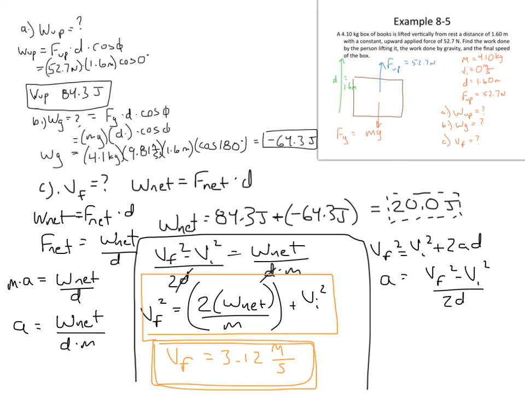But in the next example, the next little section of notes, we're going to introduce the work kinetic energy theorem, and this is going to make this a lot easier. We're going to basically say that work and kinetic energy are the same thing, and so solving for final velocity is going to be easier the next time we do it.